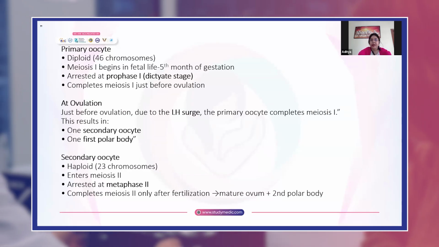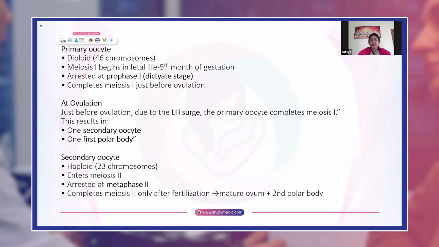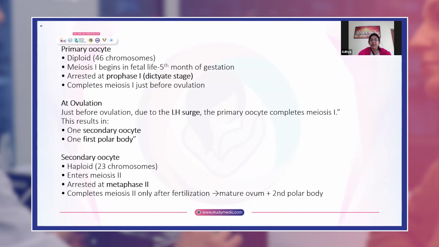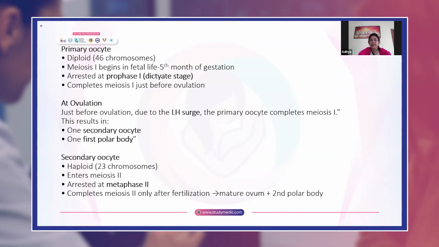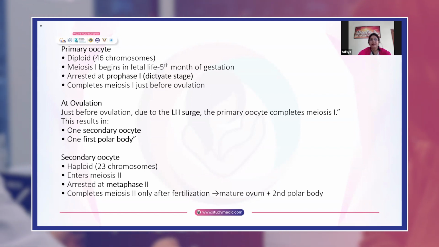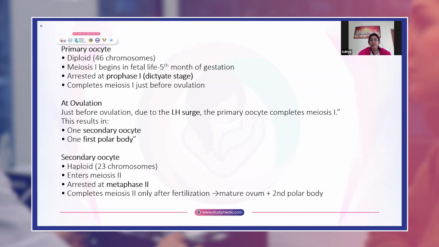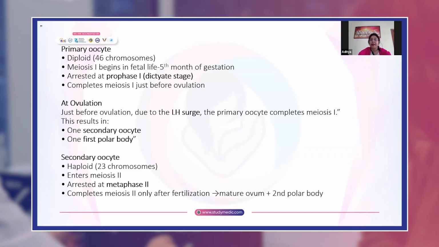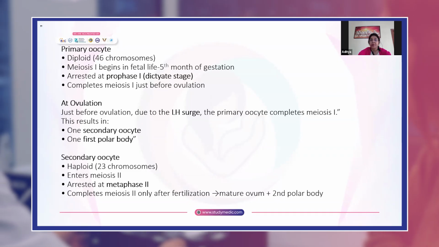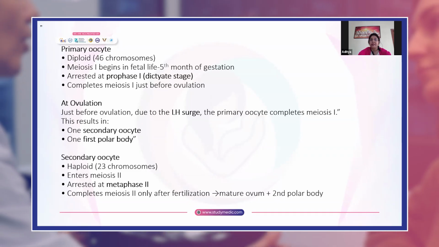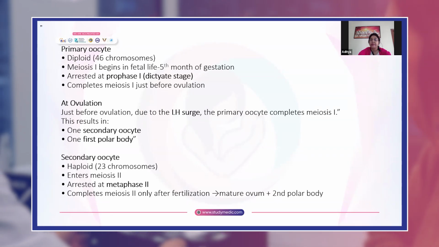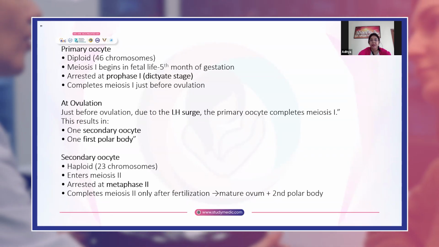Once the oogonia transform into the primary oocyte, they are also diploid cells containing 46 chromosomes. Meiosis begins here at 6 months of gestation. However, they do not complete meiosis and are arrested at prophase 1. This phase is called the dictyate stage, which is a prolonged resting phase from fetal life until ovulation. This is again an SBA point.